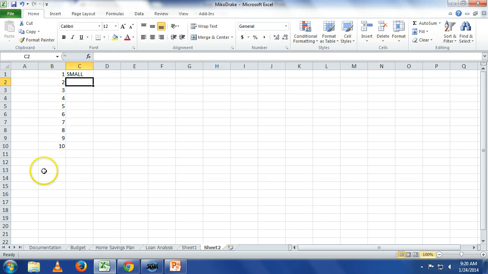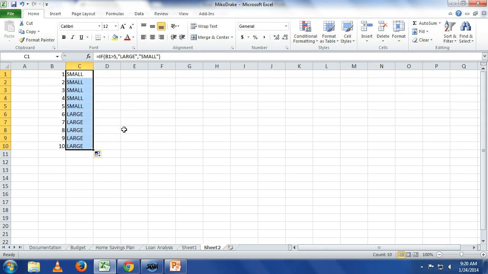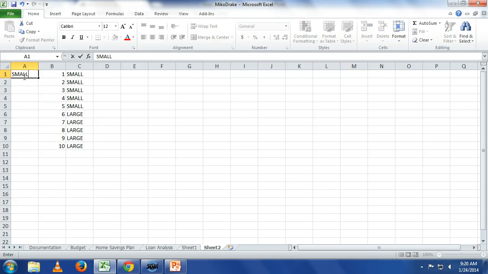okay, you see it says small. Let's just copy or drag this down. Okay, and you'll see, because it's using relative addressing, it's checking all those, and for the first 5 it says small. For the second 5 it says large. Now, when the results are text, we use double quotes. But I could have also done this. I could have said, let's type small here, and large here.